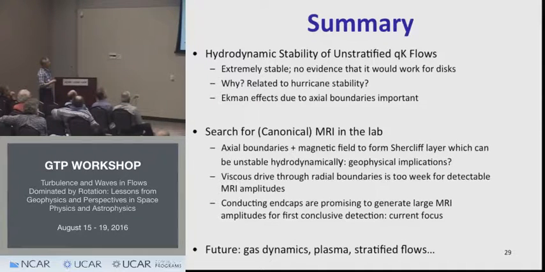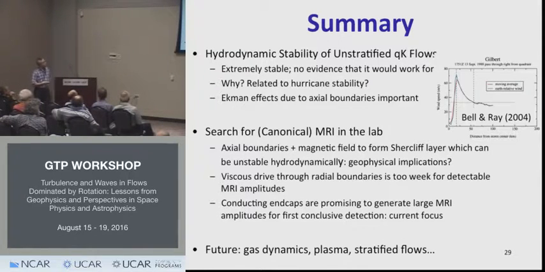Why is it so stable? And it could be related to hurricane stability, which I found interesting from the literature. This is a paper published about 10 years ago that measured the hurricane profile, with an airplane flying through. As a solid body, the speed goes up with radius, but after this it goes down in a quasi-Keplerian way. Is that related or not? I don't know. That's maybe the right crowd to ask.